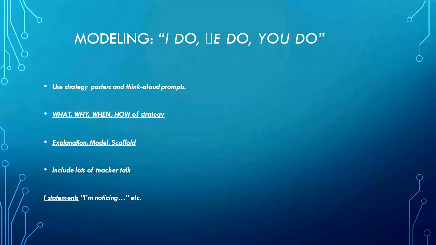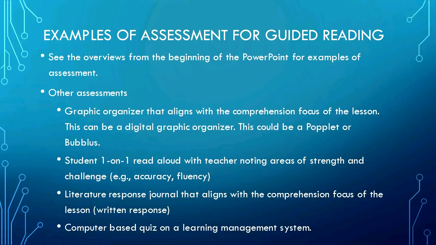You explain it, model it with the anchor chart, and then you want to assess it. So I suggest a graphic organizer. If you're doing main idea, you could find or make a main idea graphic organizer and have students write the main ideas of whatever it was they read in guided reading. And it needs to align with your comprehension focus. It doesn't have to be a worksheet. It could be like a Popplet or Bubbl.us. You can also, let's look at the third bullet point.